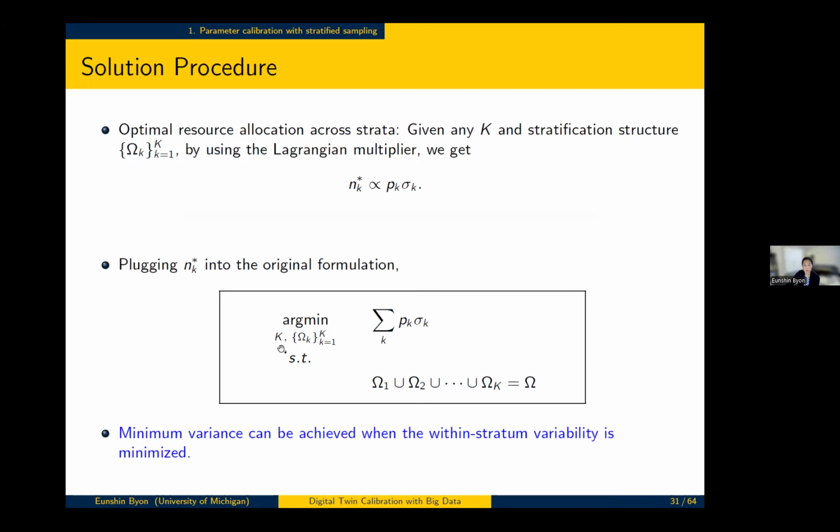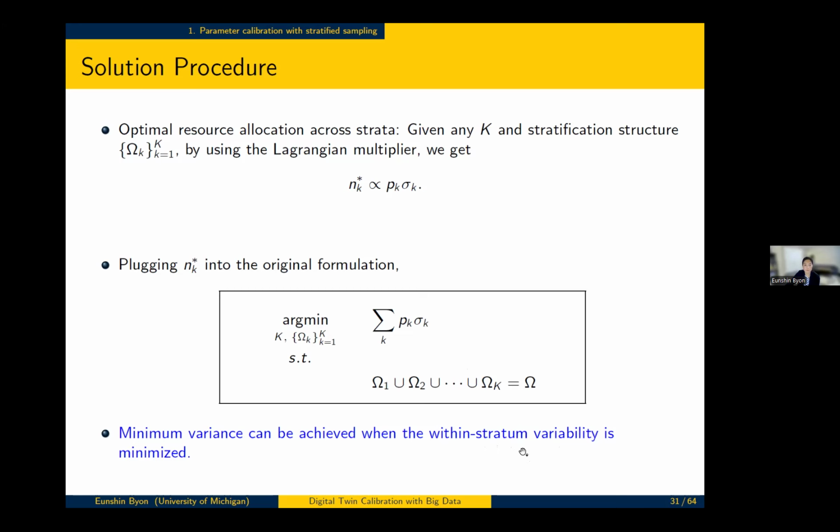Okay, so we need to decide the number of strata and the stratification structure. And this objective function tells us that to minimize this, we need to minimize sigma k. So sigma k is the standard deviation of the gradient direction at the kth stratum. This means sigma k is the within-stratum variability of the gradient. So if we can minimize within-stratum variability, we can achieve the minimum variance.